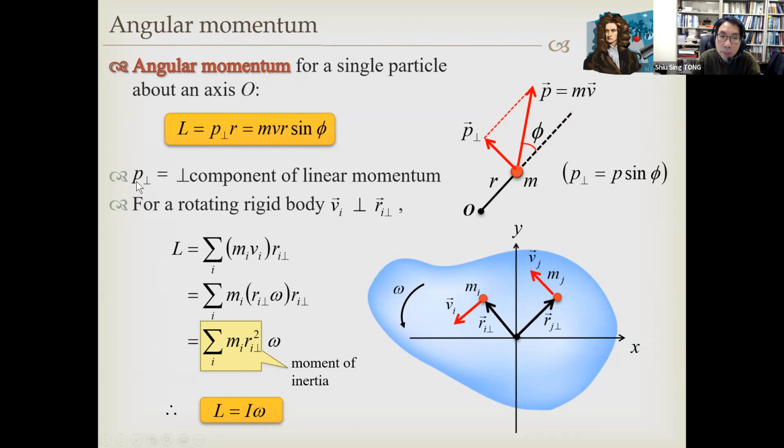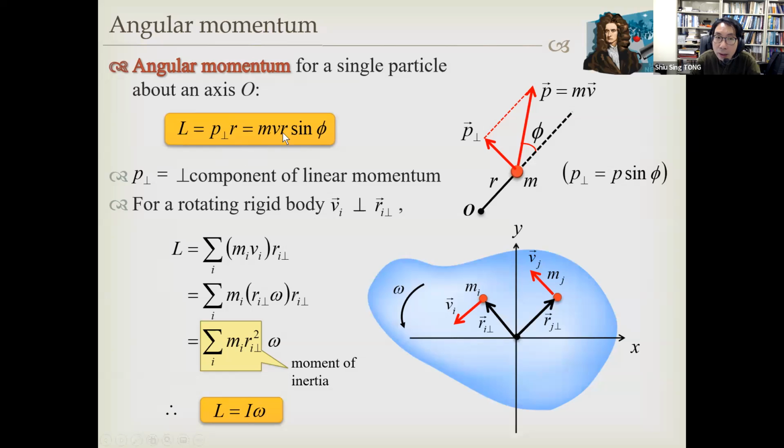Now remember, the perpendicular subscript here means the component of the linear momentum perpendicular to the radius, perpendicular to the distance between the point and the pivot. Okay.